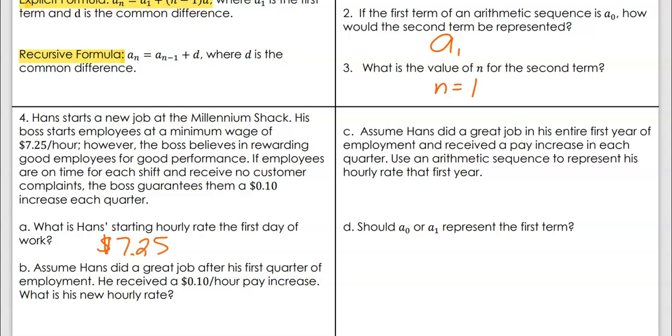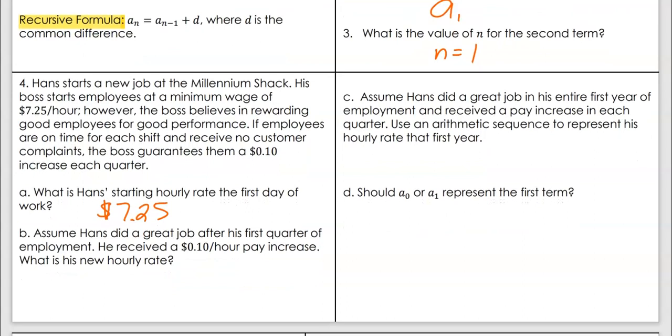All right, let's say Hans did awesome. He was on time, had no complaints. What is his new hourly rate going to be after the first quarter? $7.35 an hour, right? So let's say he did awesome his entire first year, and he got his increase each quarter. We're going to use an arithmetic sequence to represent his hourly rate that first year. So let's make the sequence.